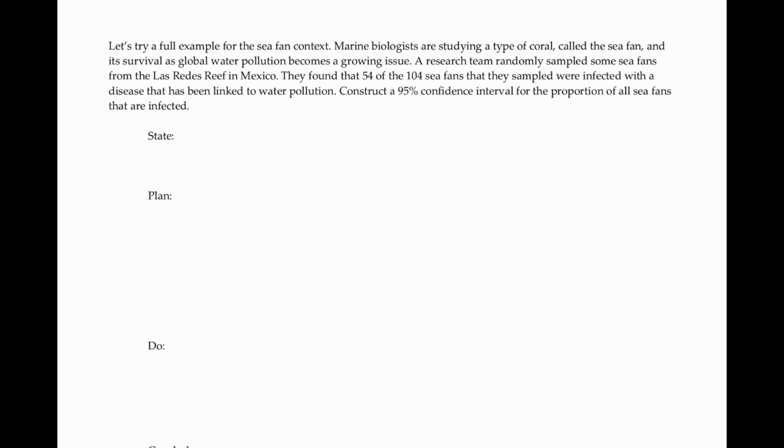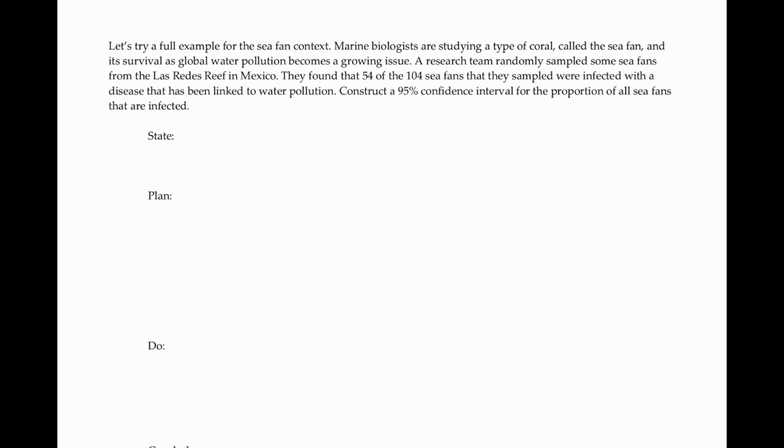So the first example, we're just going to go ahead and stick with this whole idea of the C fans here. So it's the exact same setup. What we want to do is go through the different phases here: state, plan, do, and conclude. We're going to stick with that because it'll help us out. It'll ensure that you get the most credit possible on our class tests and the AP exam as well.